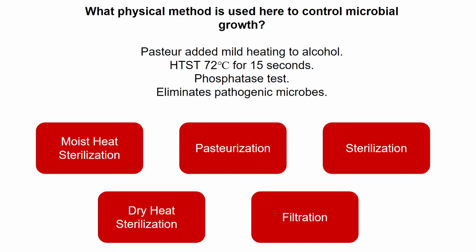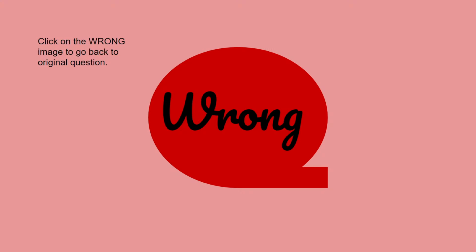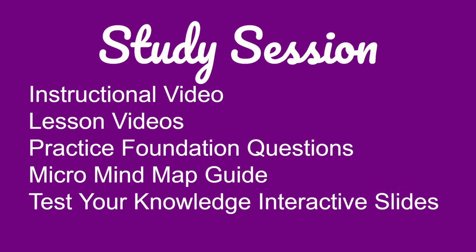Pasteur added mild heating to alcohol. HTST, high temperature short time, 72 degrees Celsius for 15 seconds. Phosphatase test and eliminates pathogenic microbes. Which one is the correct answer? Correct or wrong? So once you have completed these interactive slides, we went over a lesson and we did our practice questions.